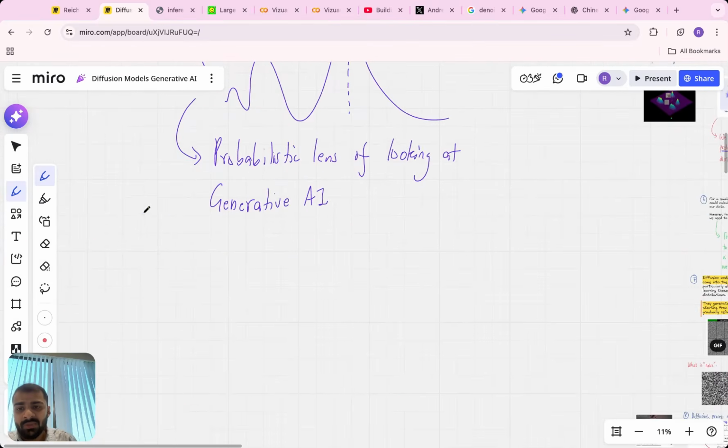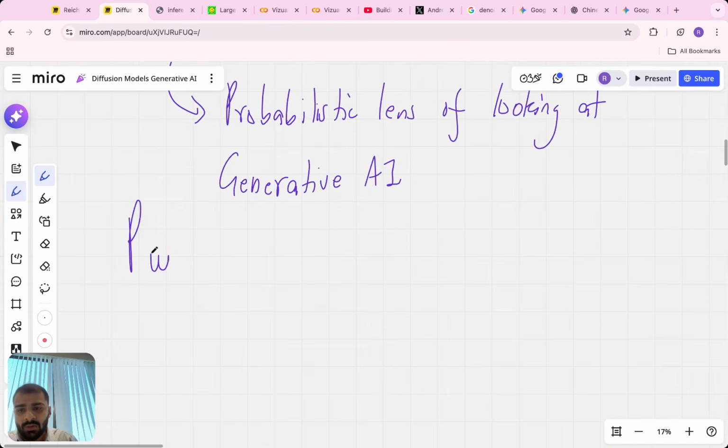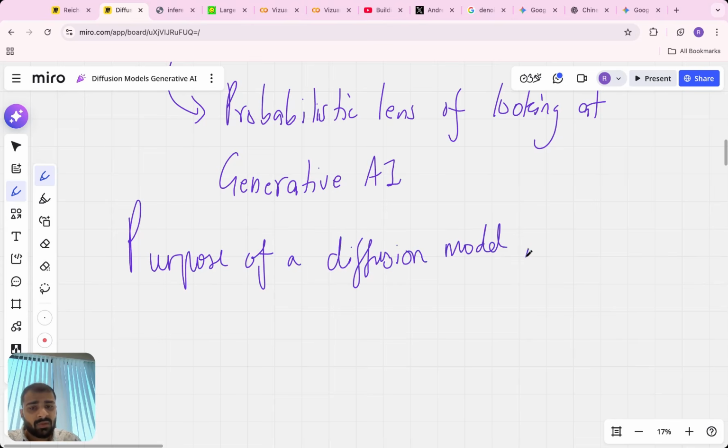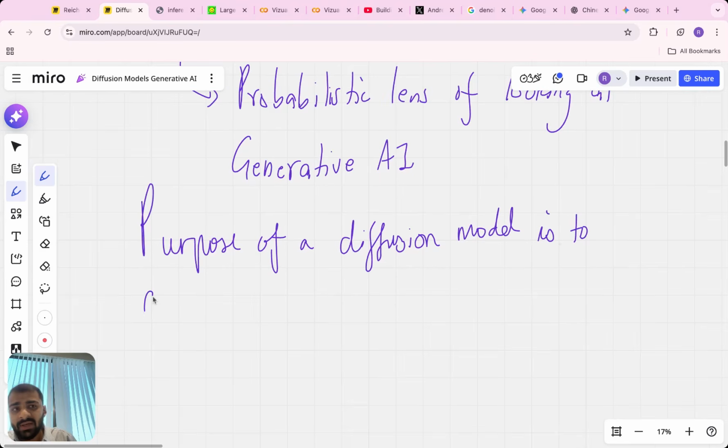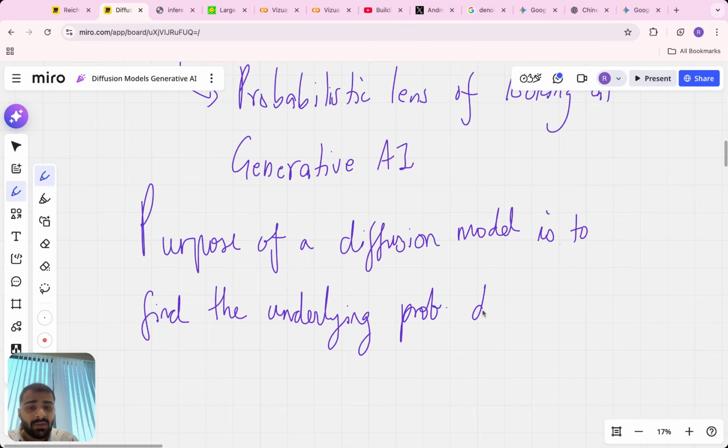Let me write it here. Purpose. The purpose of a diffusion model is to find the underlying probability distribution. That is the true purpose of a diffusion model.